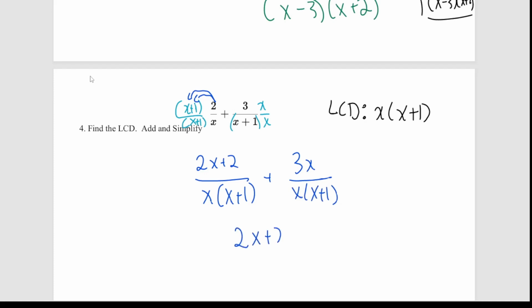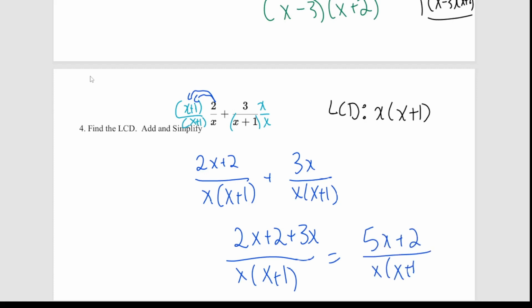So that becomes 2x plus 2 plus 3x all over x times x plus 1. Combine like terms in the numerator. That's going to get you 5x plus 2 over x times x plus 1. And that numerator cannot be further factored, so that is simply our final answer.